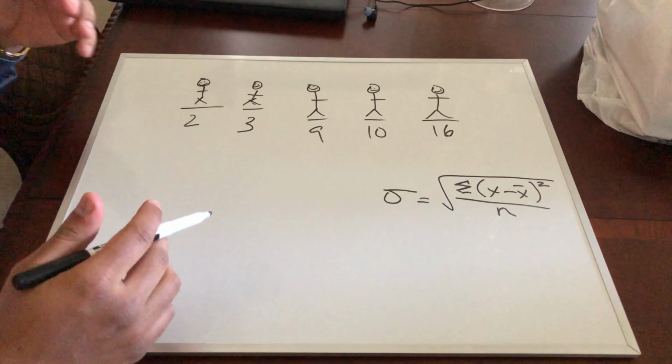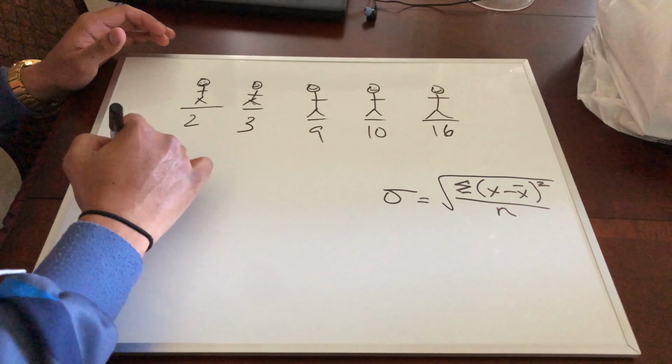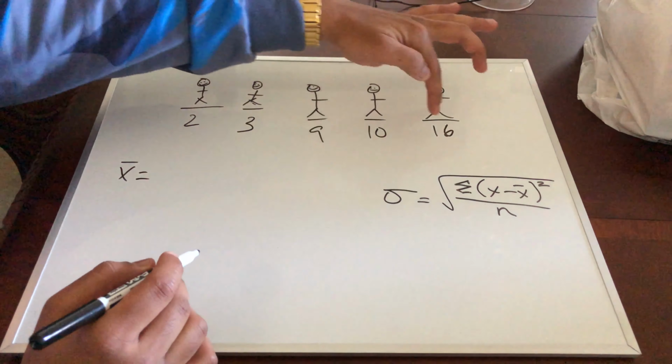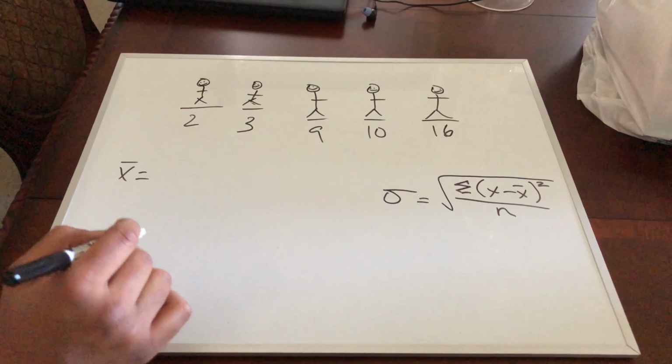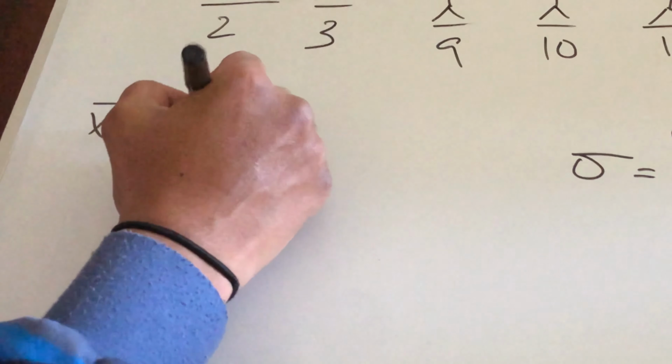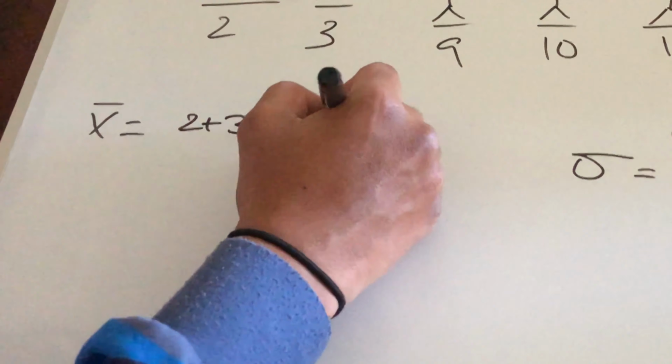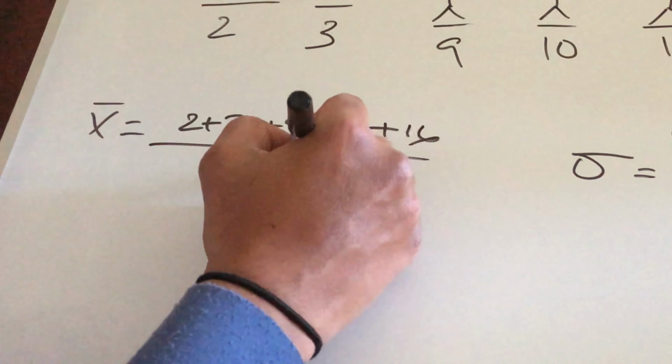So we're going to go ahead and try to find X bar first. X bar, all right? We're going to add each of these up and then divide by the number of people given here, all right? So you're going to get 2 plus 3 plus 9 plus 10 plus 16. You're going to divide that by 5.